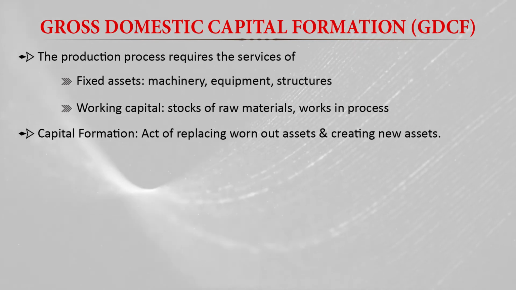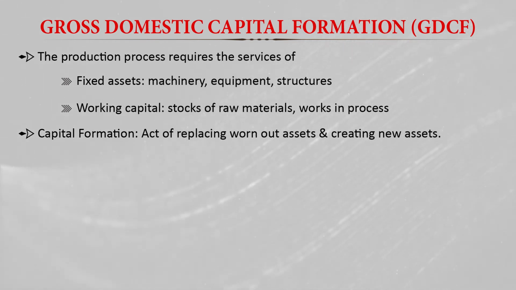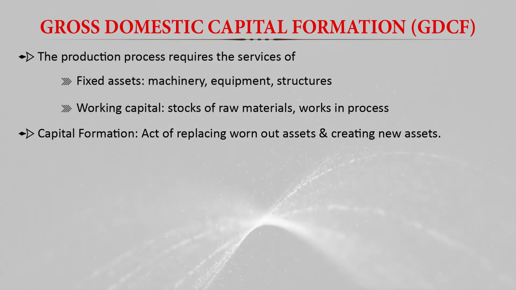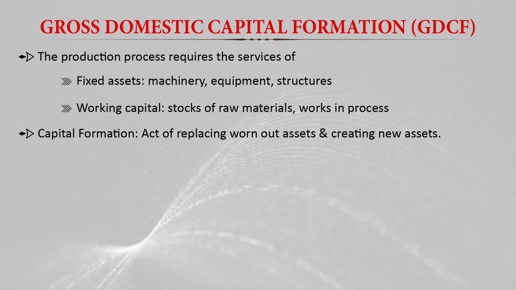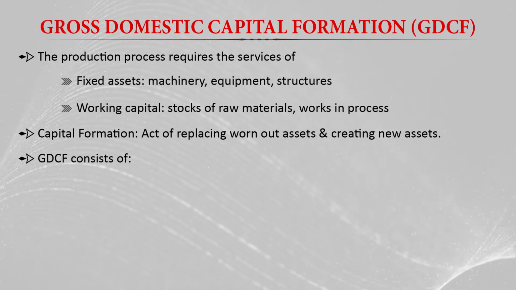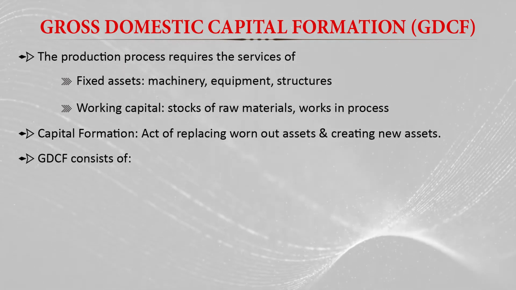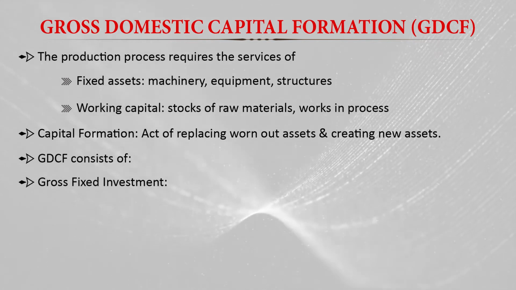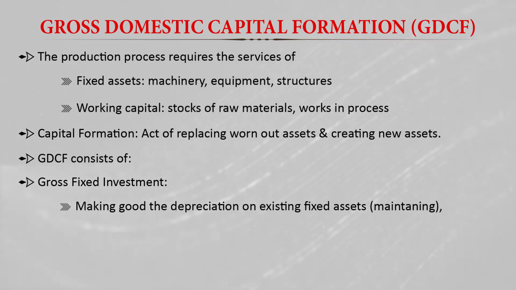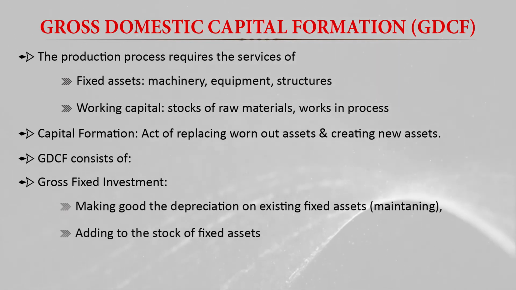And capital formation, basically, is an act of replacing the worn out assets or creating new assets. So if you are using some machine and it is damaged, we will replace that. And when we purchase a new machine, or we create new buildings, that becomes a new asset. So basically the gross domestic capital formation consists of two parts. One is the gross domestic investment, that is making good the depreciation on existing fixed assets, so basically the maintenance of the existing fixed assets, and then also adding to the stock of the fixed assets, purchasing or creating new assets.